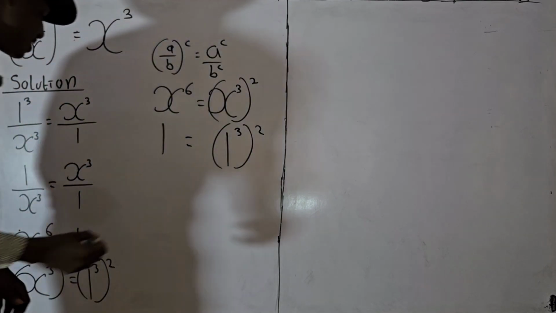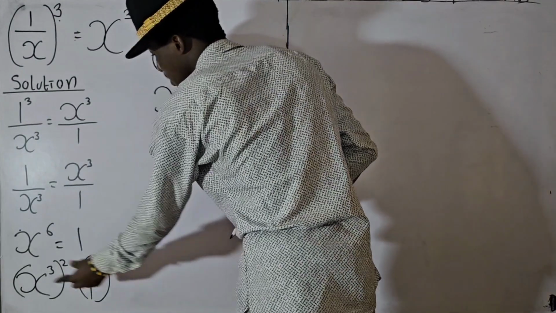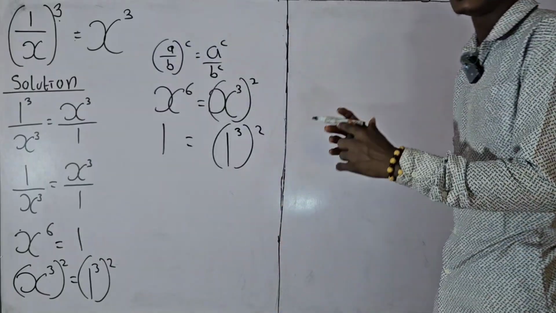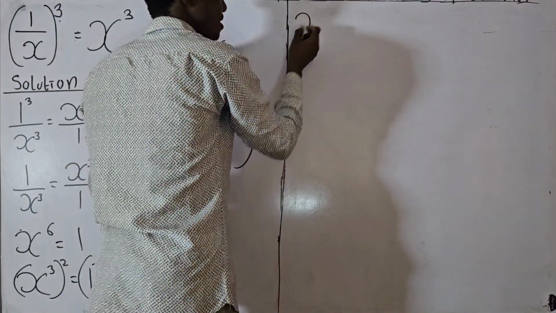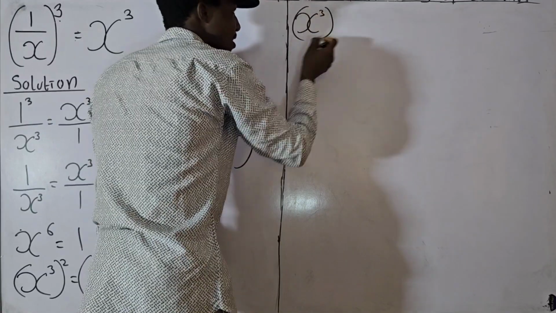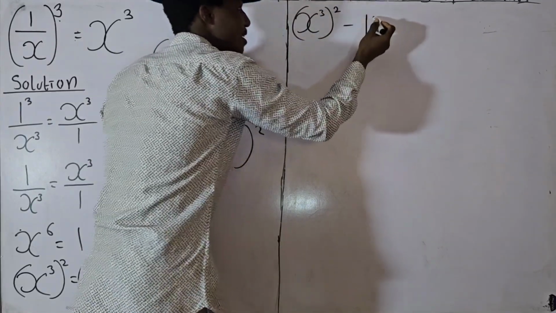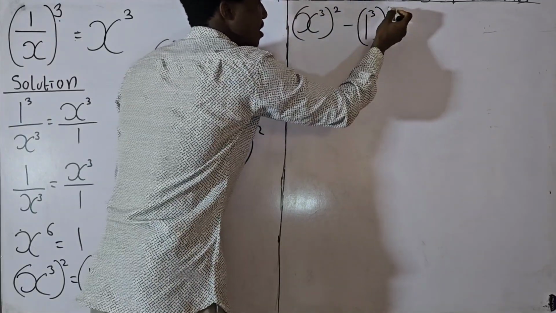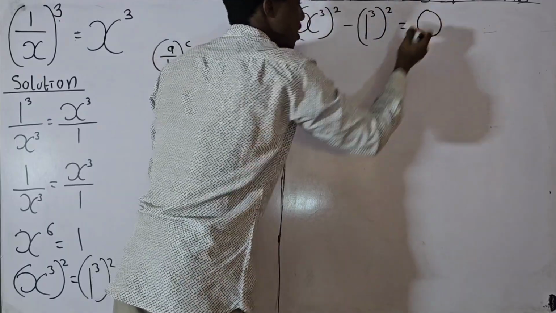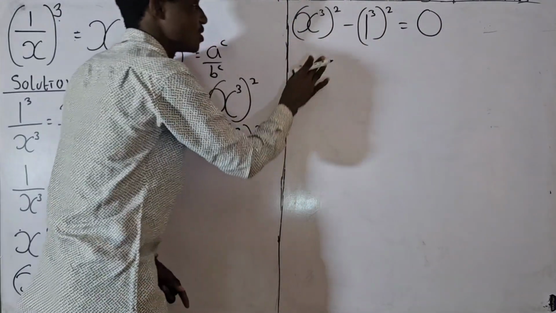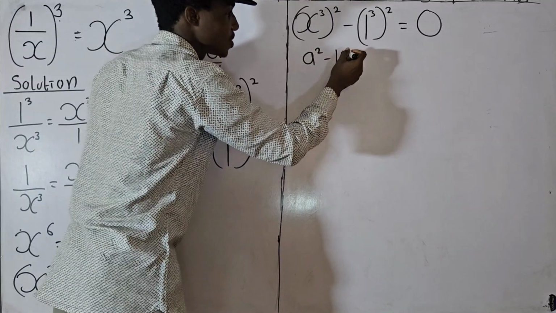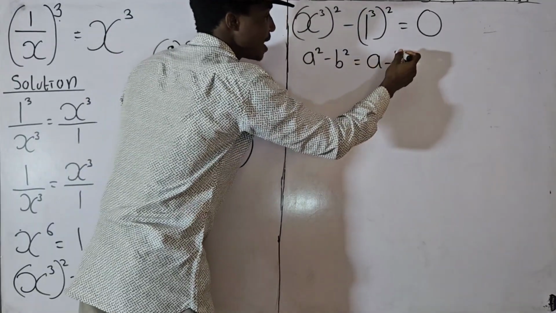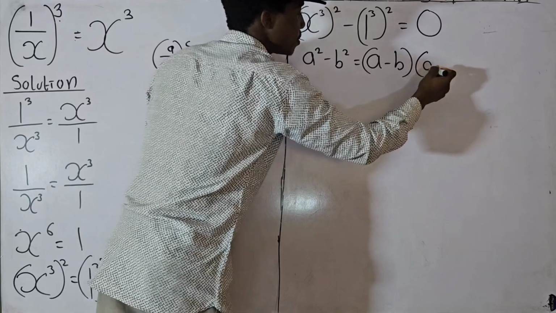The next step is that I'm going to take this to the left-hand side of the equation, so it becomes negative. So I'm going to have x raised to the power of 3 raised to the power of 2 minus 1 raised to the power of 3 raised to the power of 2 equals 0. Are you following? Okay, when you get to this point, recall that a raised to the power of 2 minus b raised to the power of 2 equals a minus b multiplied by a plus b.